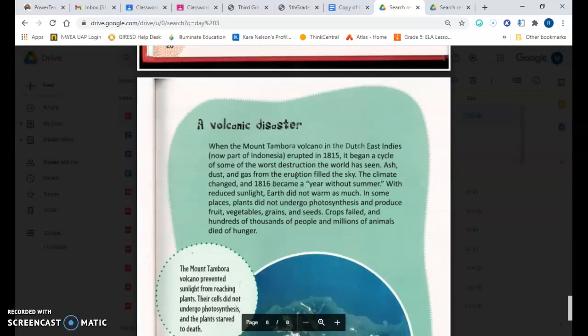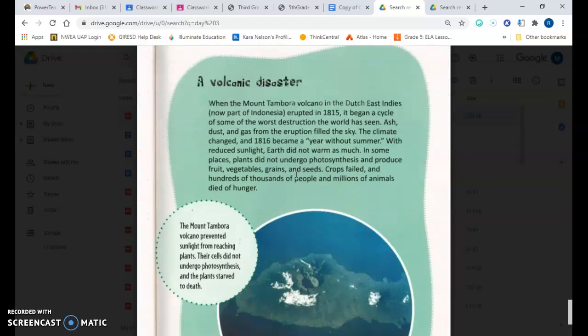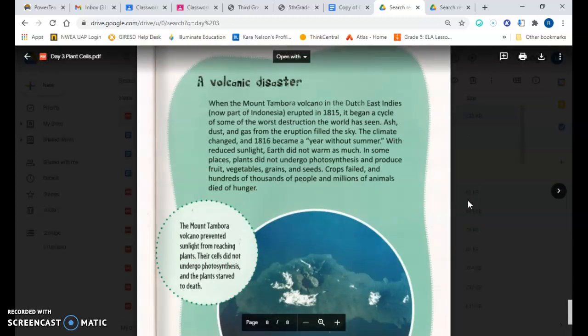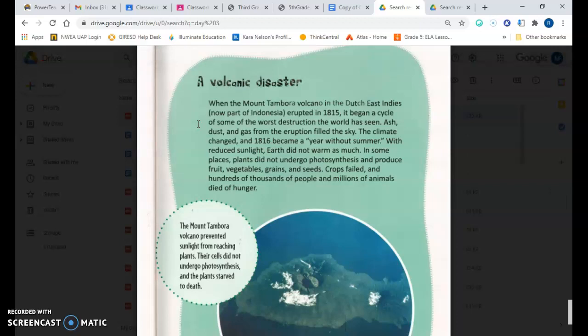And then our last page here talks about a volcanic disaster and how that had an impact on the plants that were in the area. So a volcanic disaster. When the Mount Tambora volcano in the Dutch East Indies, now part of Indonesia, erupted in 1815, it began a cycle of some of the worst destruction the world has seen. Ash, dust, and gas from the eruption filled the sky.